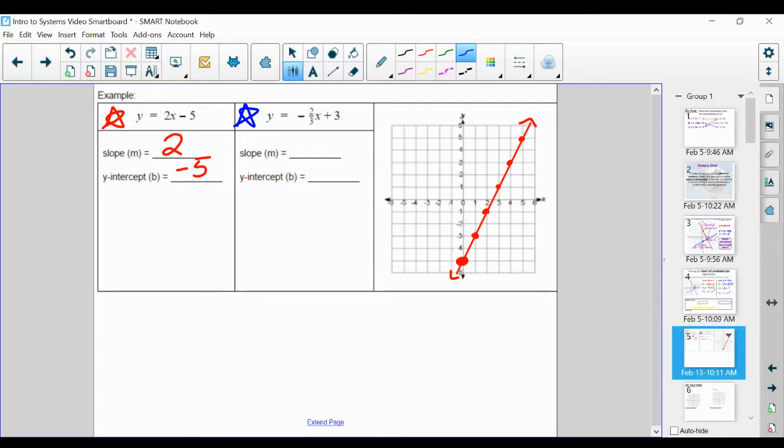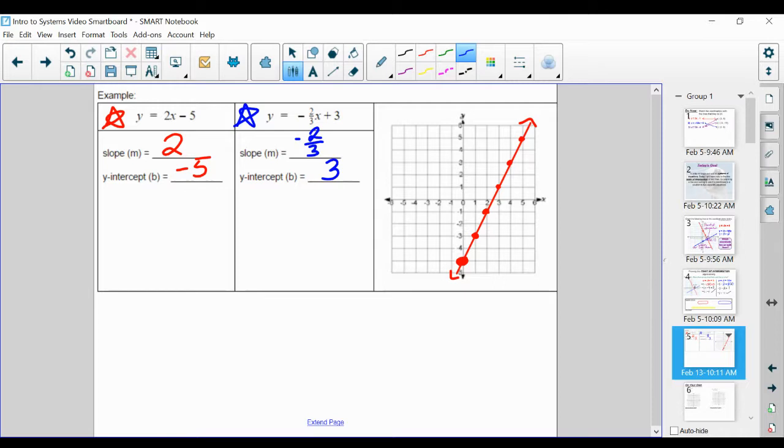Now we're going to graph that blue equation, y equals negative 2/3 x plus 3. Let's first identify our slope, which is the m value. Well, the slope is negative 2/3. It's that coefficient of x, the number attached to the x value. And our y-intercept is going to be positive 3.